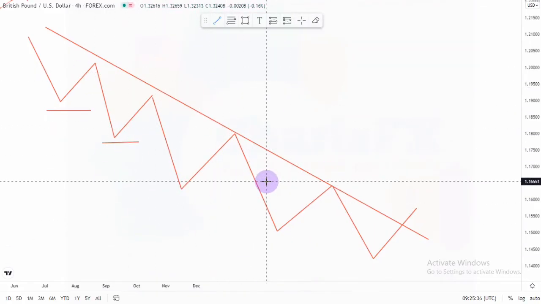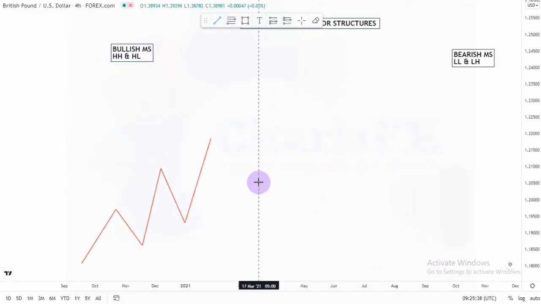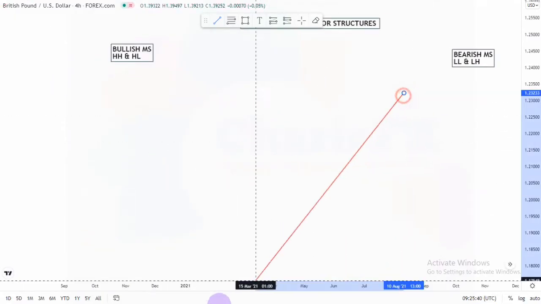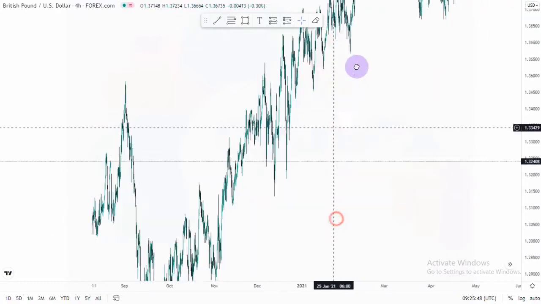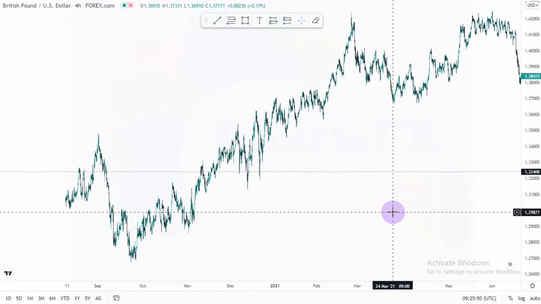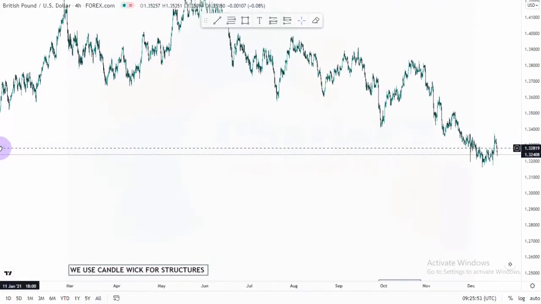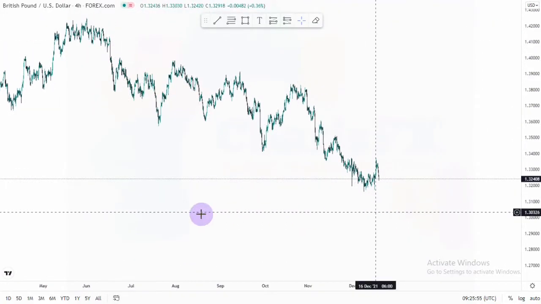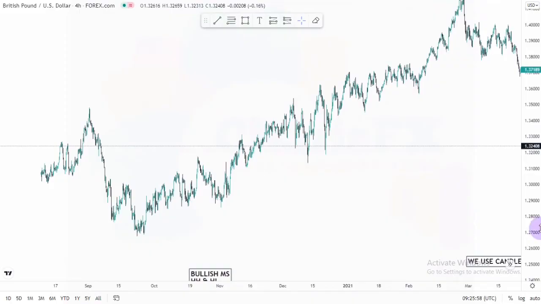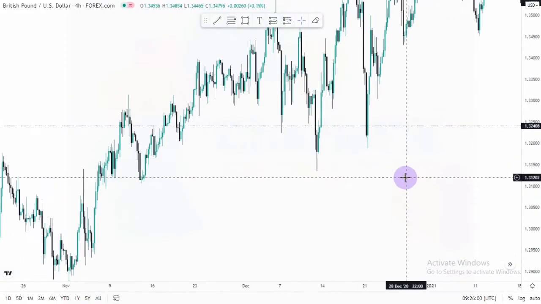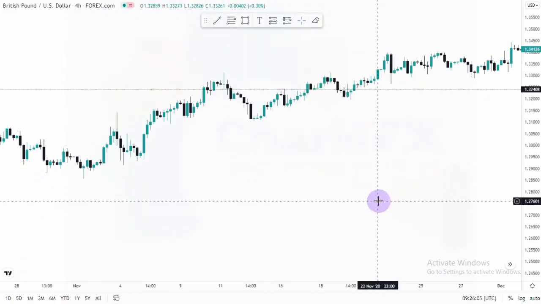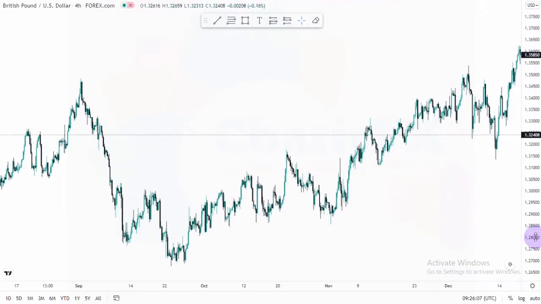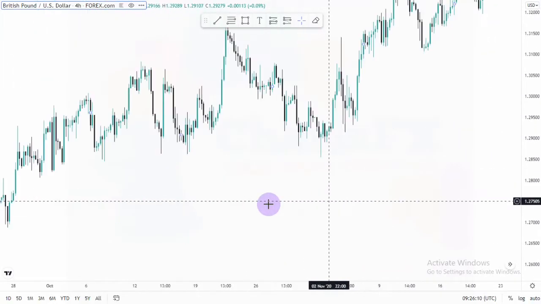So let's go to the chart as we see how to clearly identify these things on the charts. We'll be going through a 4-hour chart of GBP USD. You can clearly see that the market was previously trending bullish, and at a time the market began to trend bearish. So let's zoom out and see how we can start identifying the structures. Let me just start from here.